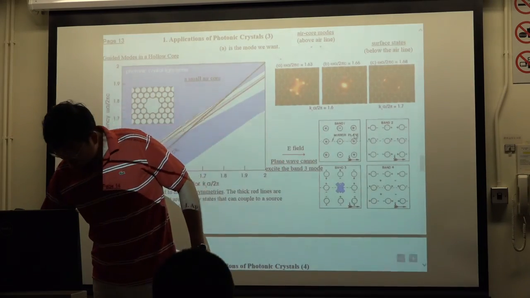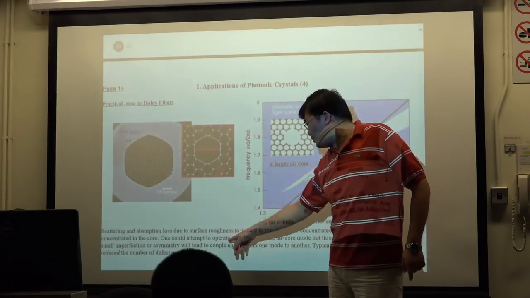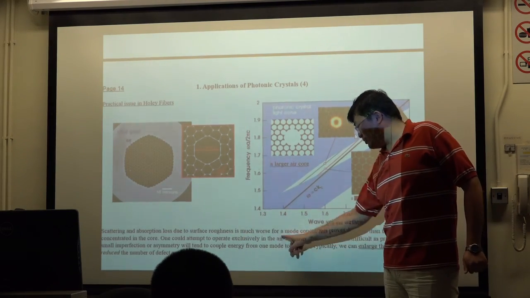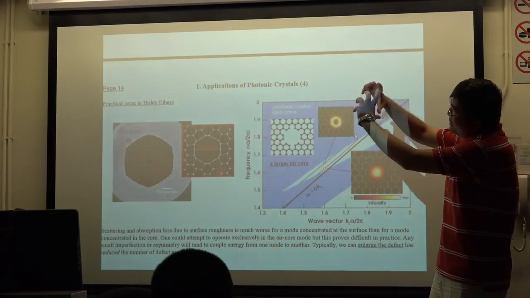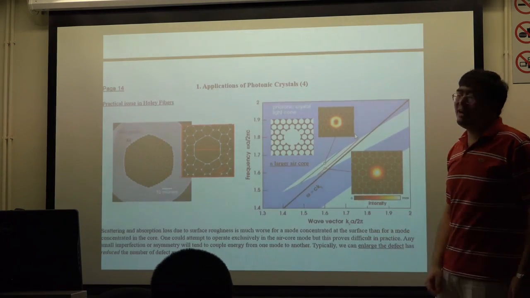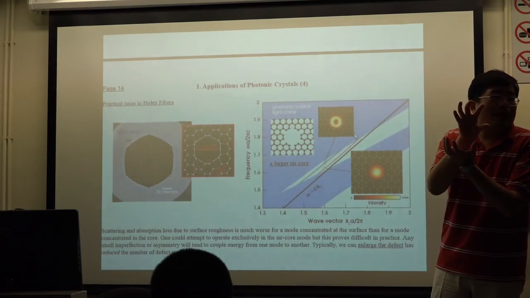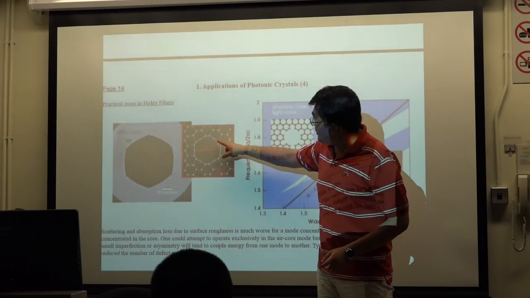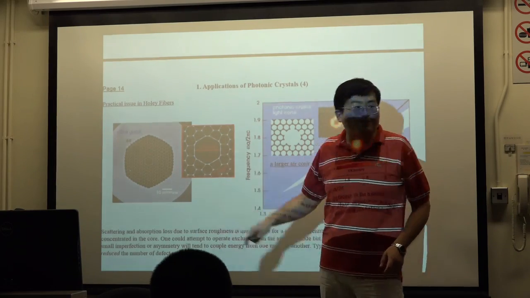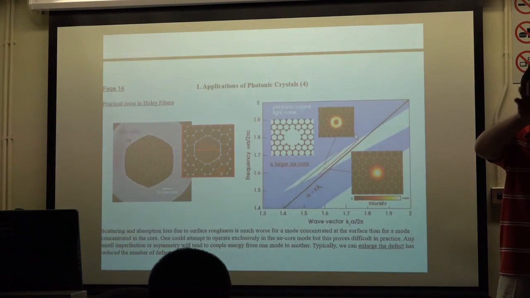But the problem is here. One could attempt to operate in the air core mode. I mean the E field should be concentrated in the air core, but this provides difficulty in practice. Why? Because of imperfection, right? When fabricated, you can see this is real. You can see this is not periodic, not so good. It has a distortion, it has imperfection.